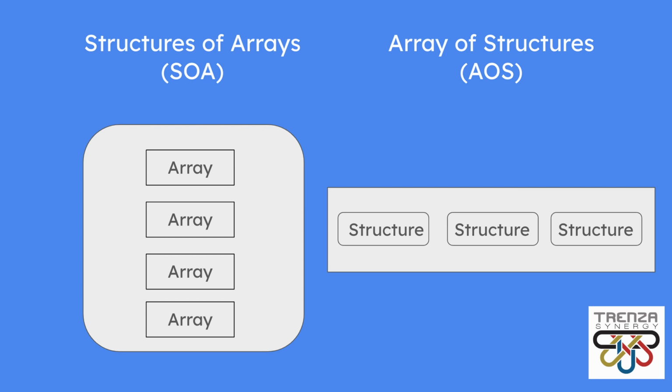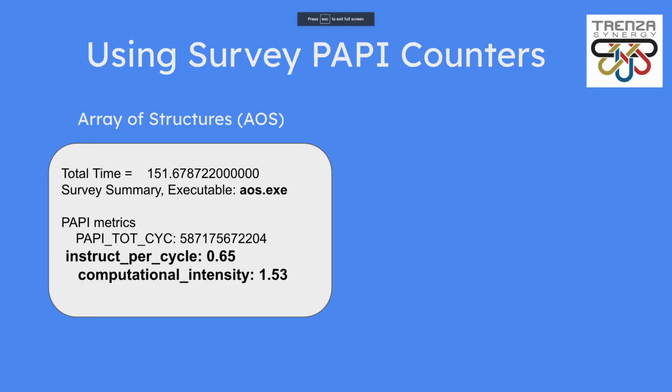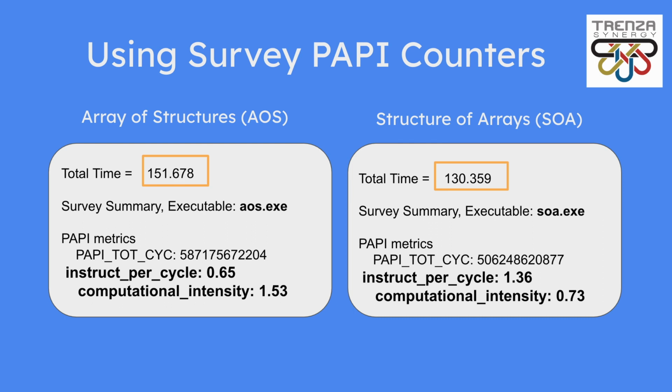Here's a contrived example demonstrating this concept using survey. In a simple benchmark that uses AOS and SOA to count the number of points within a unit sphere among 100 million random points in 3D space. Here are the results using an array of structures, AOS. And here are the results using a structure of arrays, SOA. The SOA has a 16% better performance.